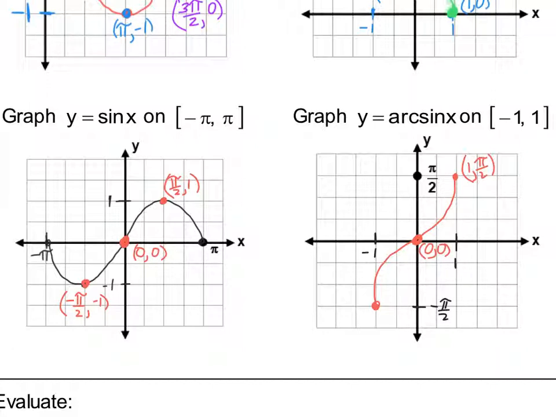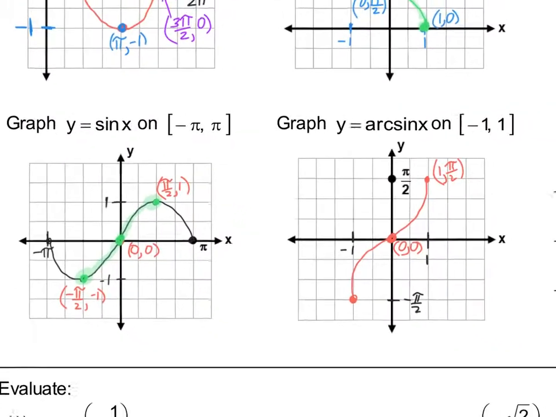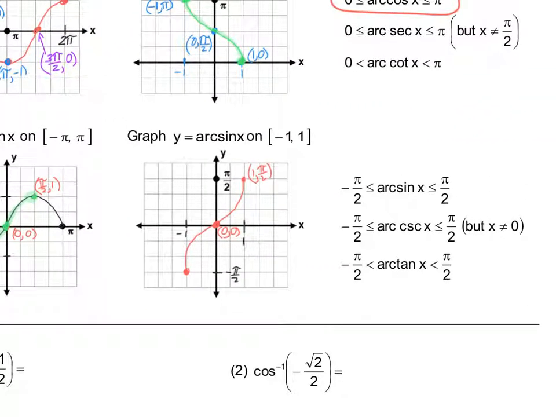So what we get from this is that the relevant points in my original graph, which would correspond to the relevant points in my inverse graph, only happen on the interval of negative pi over 2 to pi over 2. All right, so that gives us the range of our arc sine graph.